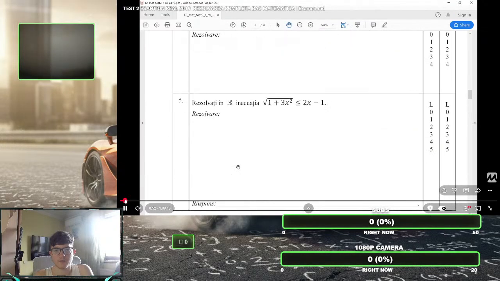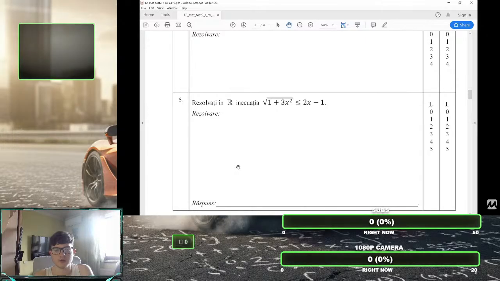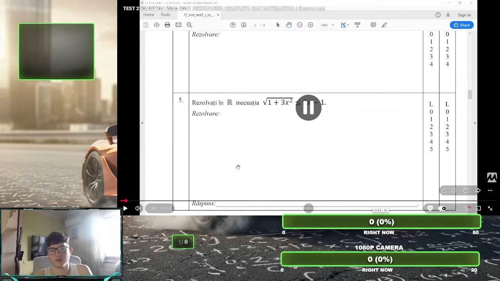All the way to 5. It's going to start from 5, I guess. This equation stuff is also pretty hard. I mean, I guess I could try it.